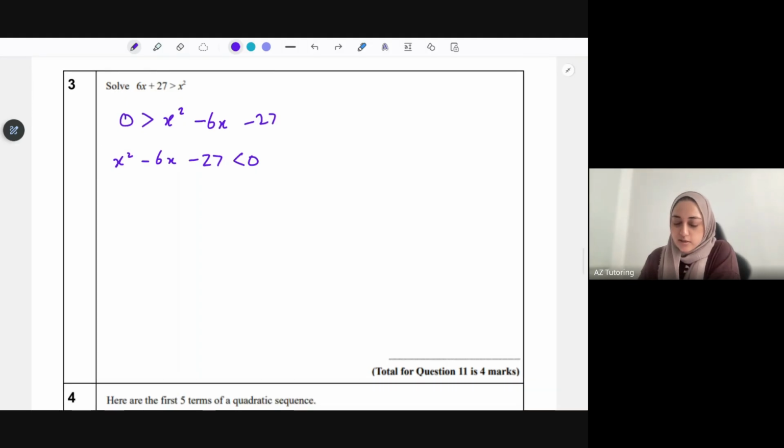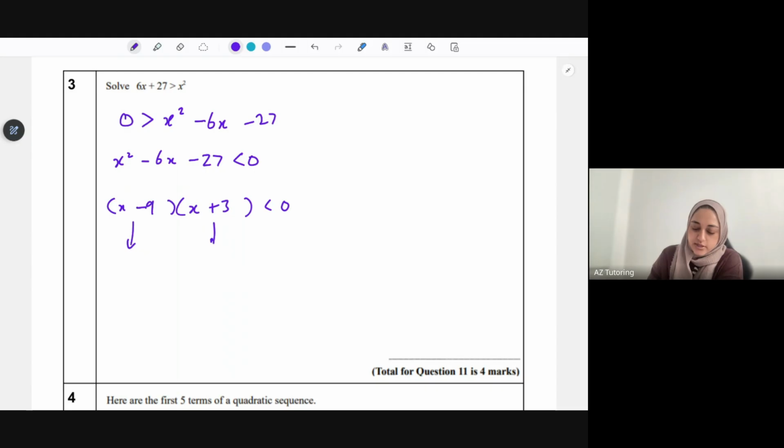Now we need to sketch the graph, so we need to find out where it crosses the x-axis. You can use the quadratic formula or factorize. I'll just factorize this one. So two numbers that multiply to give me minus 27 and add to give me minus 6. Minus 9 and plus 3. Minus 9 times 3 is minus 27, and minus 9 add 3 is minus 6. So therefore, it crosses the x-axis at x equals 9, the opposite sign, and x equals minus 3.